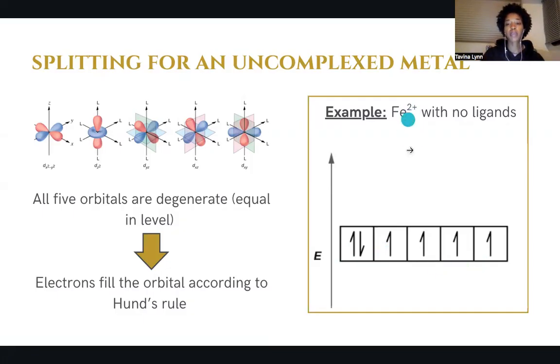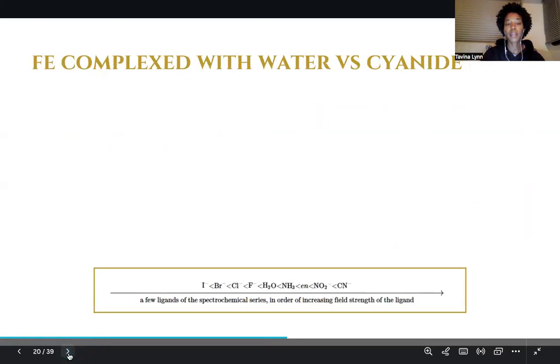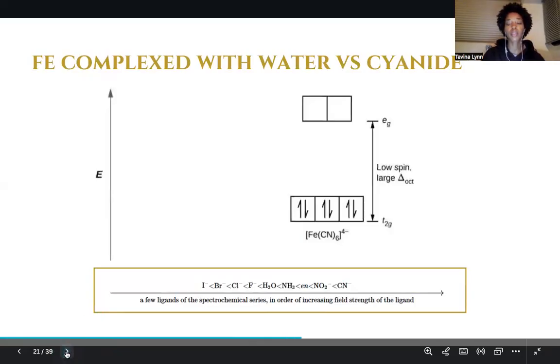So if we look at an example with iron 2 plus, which has 6 non-bonding electrons, this is how it's going to fill in these orbitals, right? It's going to fill in 1, 2, 3, 4, 5. Then it's going to pair, right? Now let's look at if iron is complexed with the ligand. And we're going to compare 2 ligands along our spectrochemical series. So we're comparing the complex with water versus cyanide, right? So let's look at cyanide first.